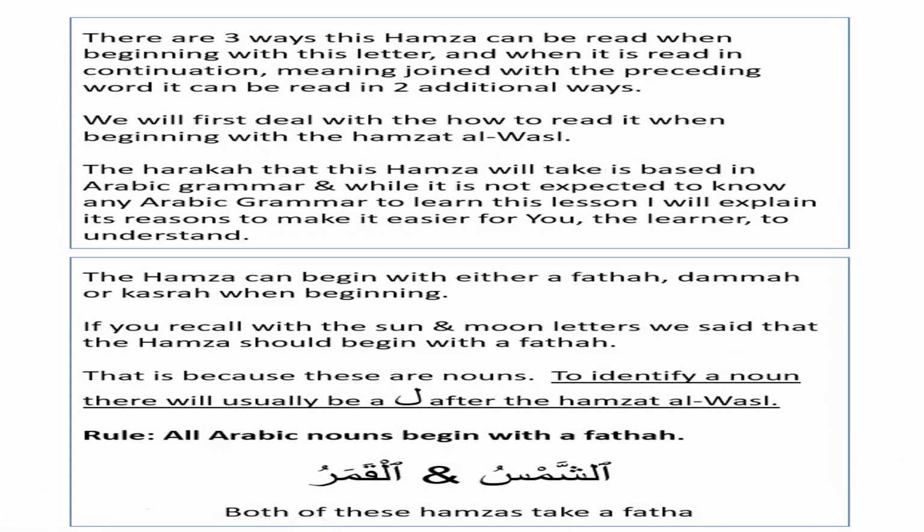There are 3 ways this Hamza can be read when beginning with this letter. And when it is read in continuation, meaning joined with the preceding word, it can be read in 2 additional ways. So when we're beginning with this Hamza, there are 3 ways. And when we're continuing, meaning before the Hamzat al Wasl there is a word which can join on to the following word, then there are 2 additional ways. Inshallah, this will become clearer as we go through the lessons. We will first deal with how to read it when beginning with the Hamzat al Wasl.